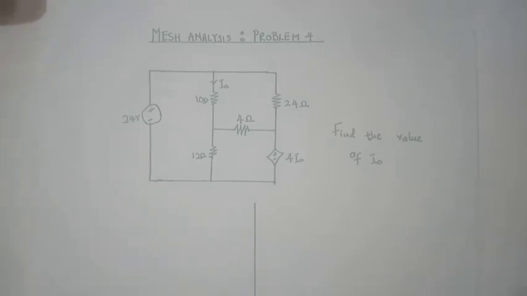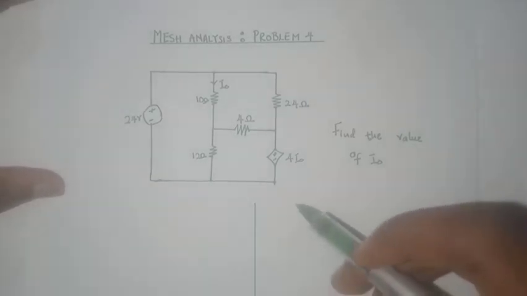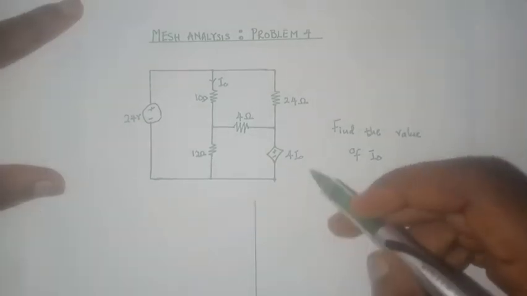In this problem, we are required to find the value of I naught, and it is different from the previous problems because in this problem we are introducing a dependent voltage source.